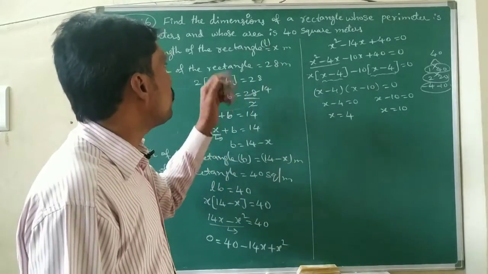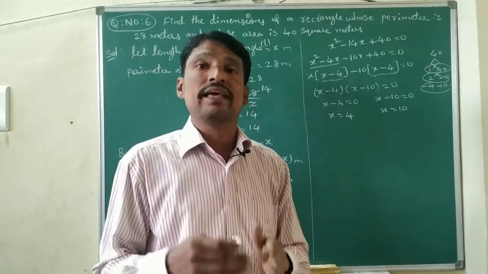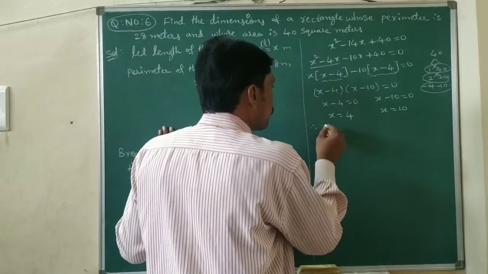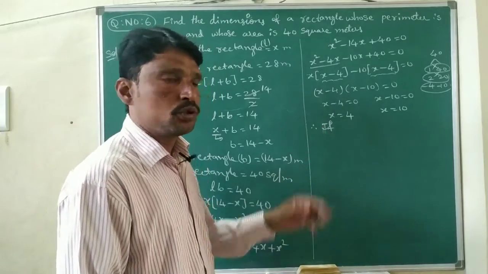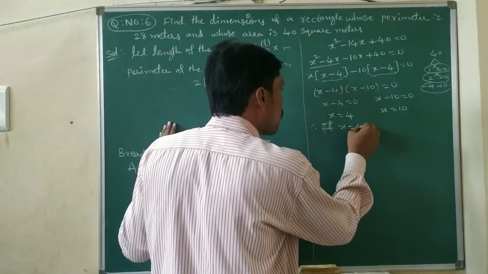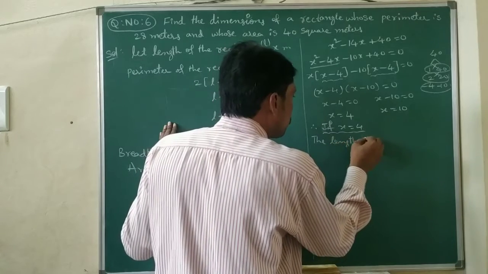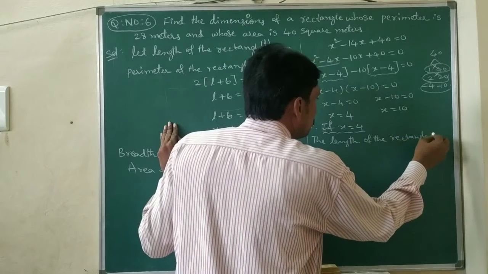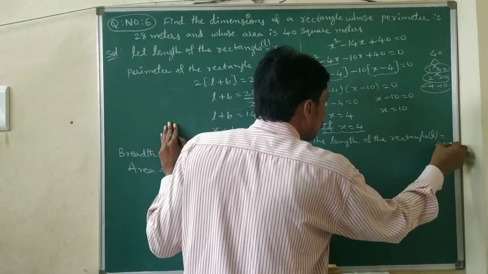What we took as x, that we have to write. What do we need to find here? Find the dimensions. Dimensions means length and breadth we need to find. Therefore, both x values we got, we need to substitute. Both are positive values only. So if x equals 4, the length of the rectangle L equals 4 meters.